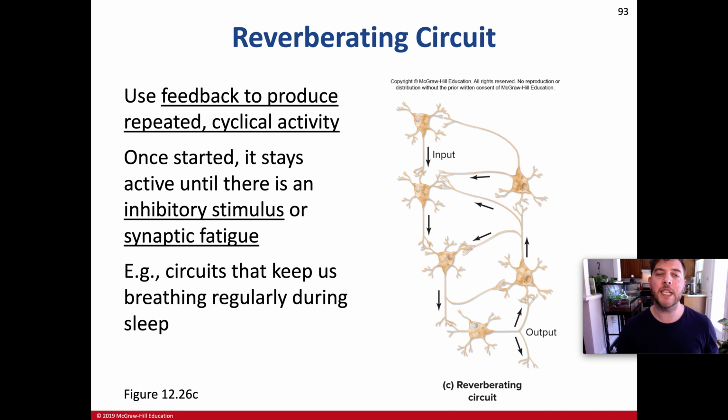The reverberating circuit is a feedback circuit that produces repeated cyclical activity. It's helpful in breathing. You don't really think about breathing, but breathing is important in maintaining blood volume and proper blood chemistry. This feedback circuit is constantly going without us having to think about it, with different inputs and outputs to help maintain the proper rate and depth of breathing.